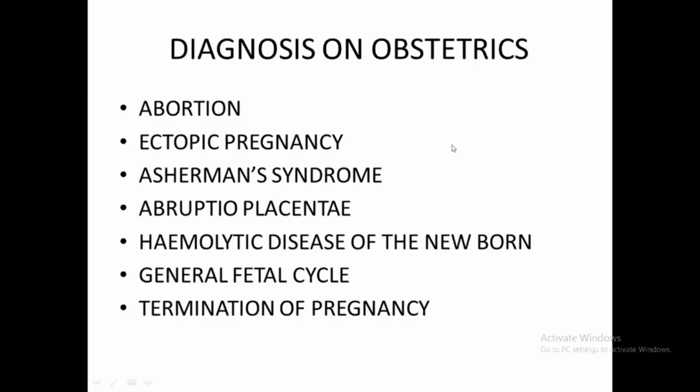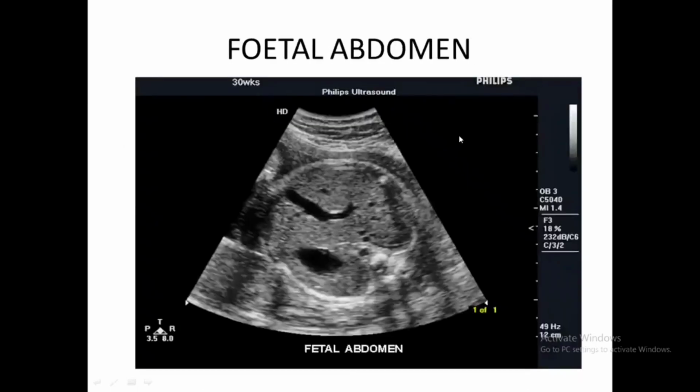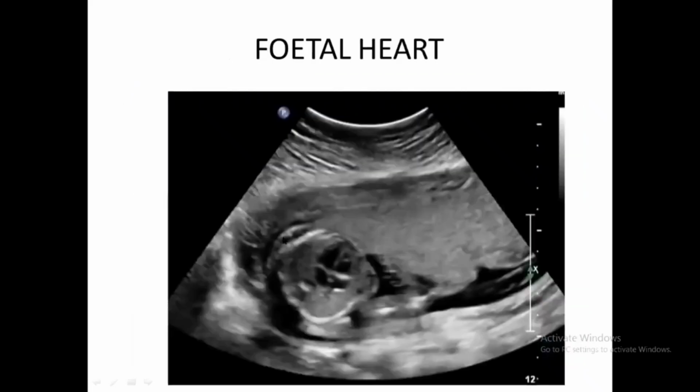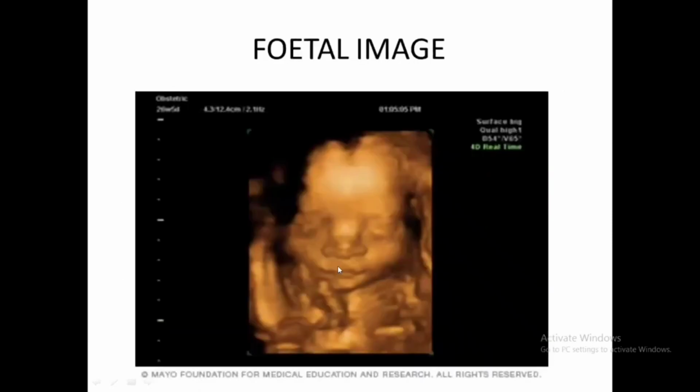As you can see, this is the fetal abdomen. Here you can see the GI tract. You can see the abdominal circumference that has been measured. So this is the heart of the fetus. You can see the chambers of the fetus heart. So this is the fetus image. Generally, this is how it looks.